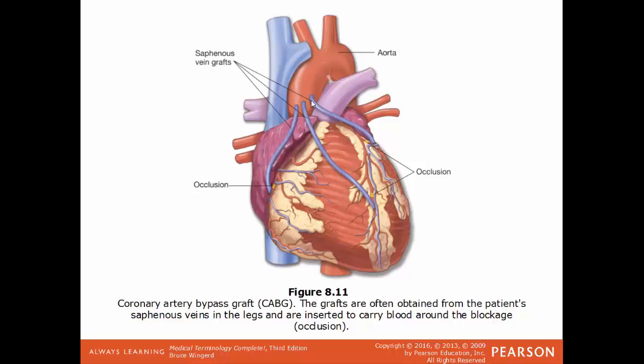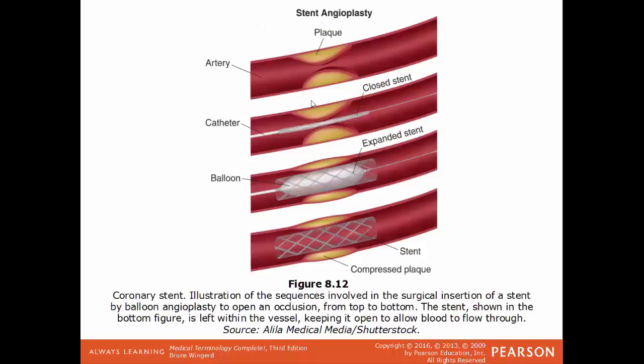You are bypassing some damaged areas, and you are grafting vessels onto the coronary vessels. All right, in this image, we have an example of a coronary stent. This is showing the various steps of inserting one. The first image here, we have the beginning picture of the artery with the plaques that are blocking this vessel. You only have a very narrow amount of space for blood to flow through here.